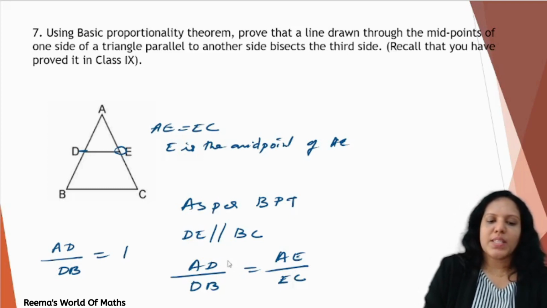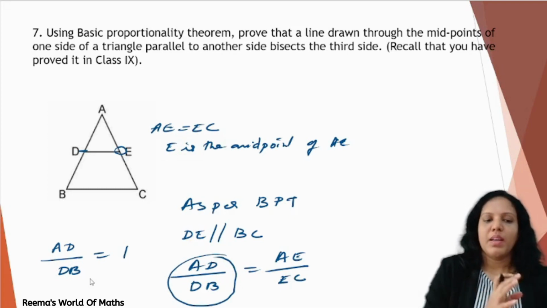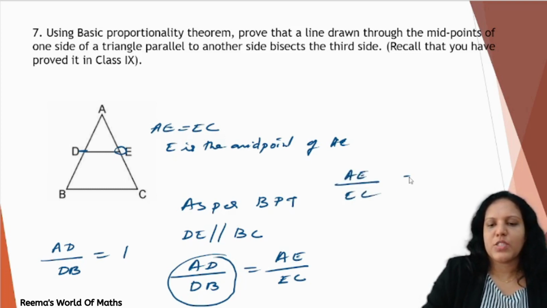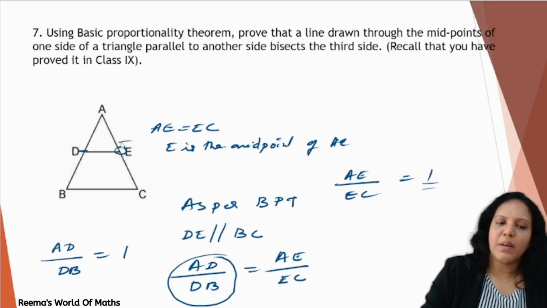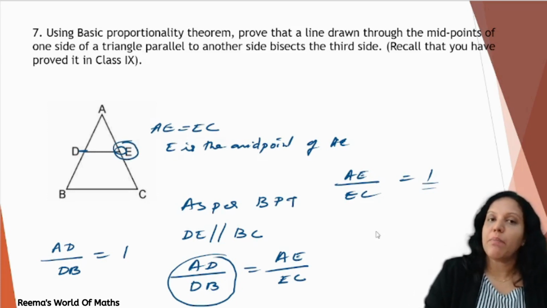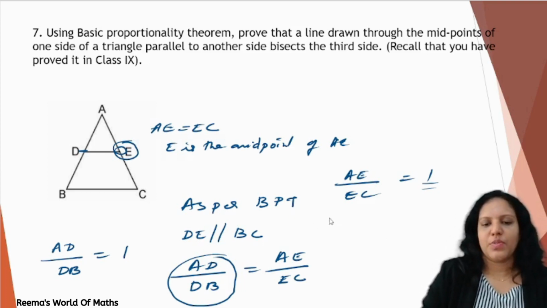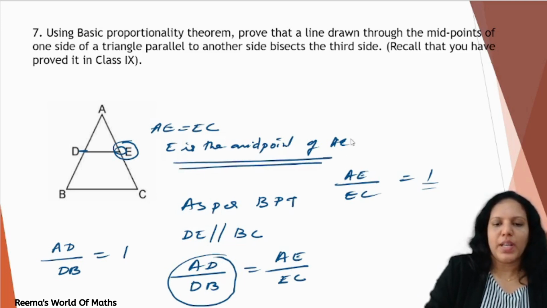Now we already know the value of AD by DB. AD by DB is equal to 1 because D is the midpoint of AB. So AE by EC will also be equal to 1. In that case we can say E is the midpoint of AC. E bisects AC, meaning E divides AC into two equal lines. Hence we prove that E is the midpoint of AC.